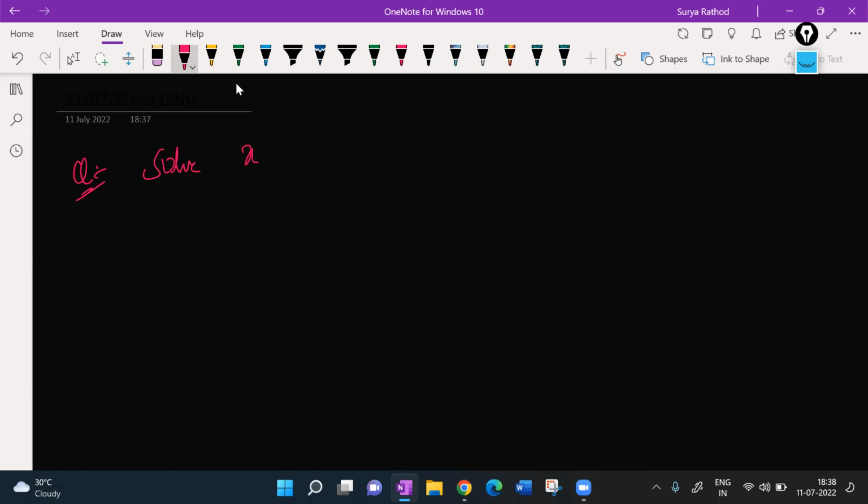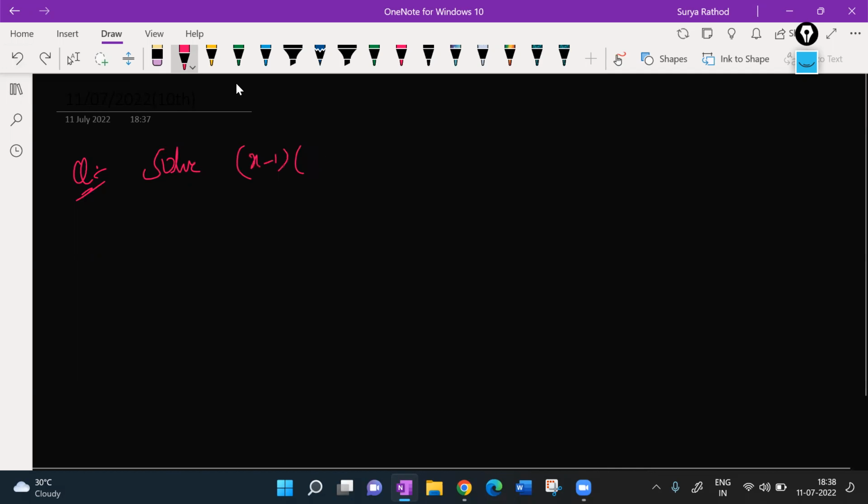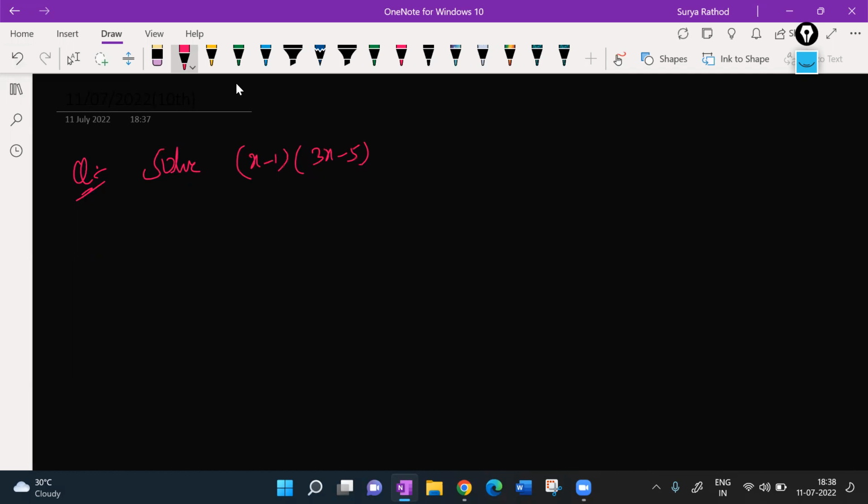Let us solve with the basic questions, odd power. Okay. Solve x minus 1 into 3x minus 5, 9x plus 4 less than or equal to 0. Tell me the solution of this inequality quickly.